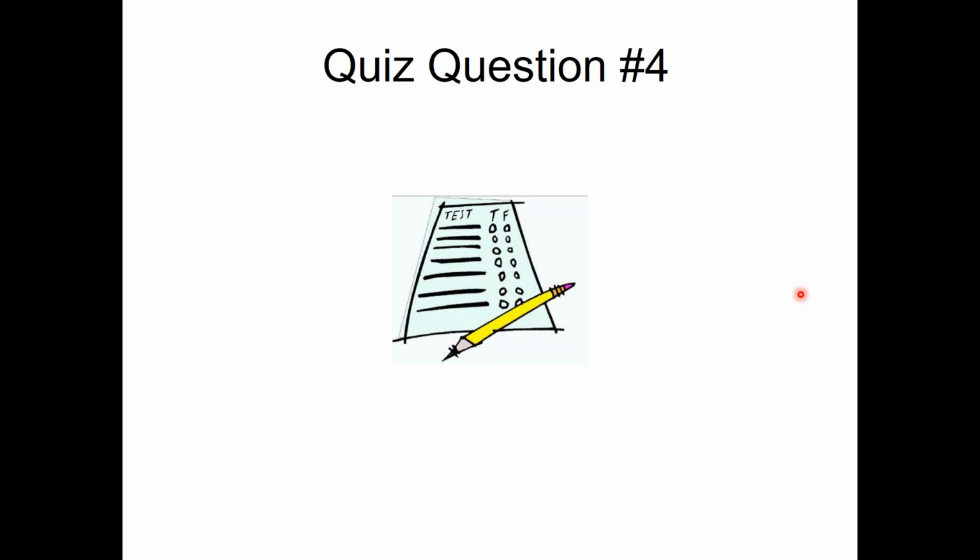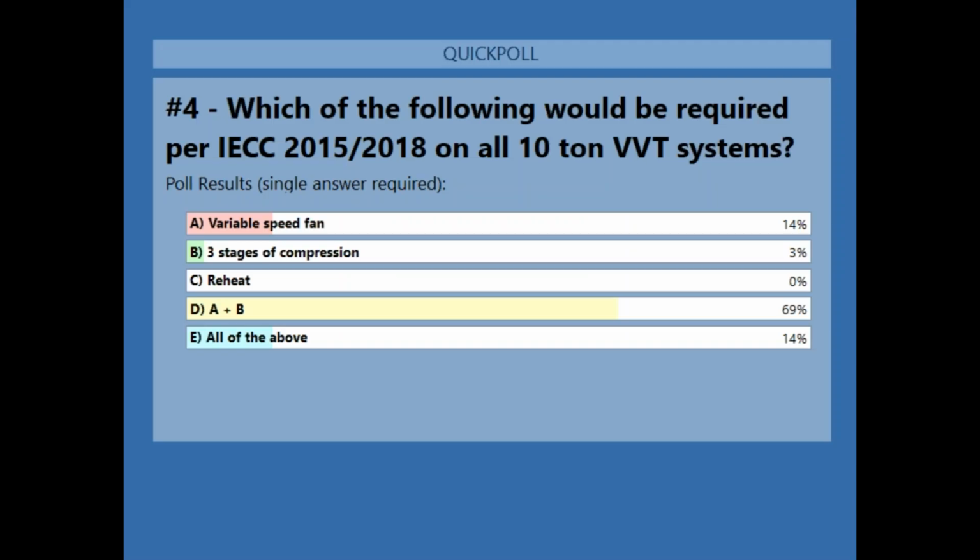All right, the correct answer, which most of you got correct, is in fact D. I have to have a variable speed fan because I'm above the 65,000 BTU threshold for that, for systems that control airflow with zone dampers. And I have to have the 3 stages of compression because I'm above 65,000 BTUs there as well. I don't have to have reheat at all. I may put reheat in, but I don't have to do it by code. In fact, the code prefers that I don't.